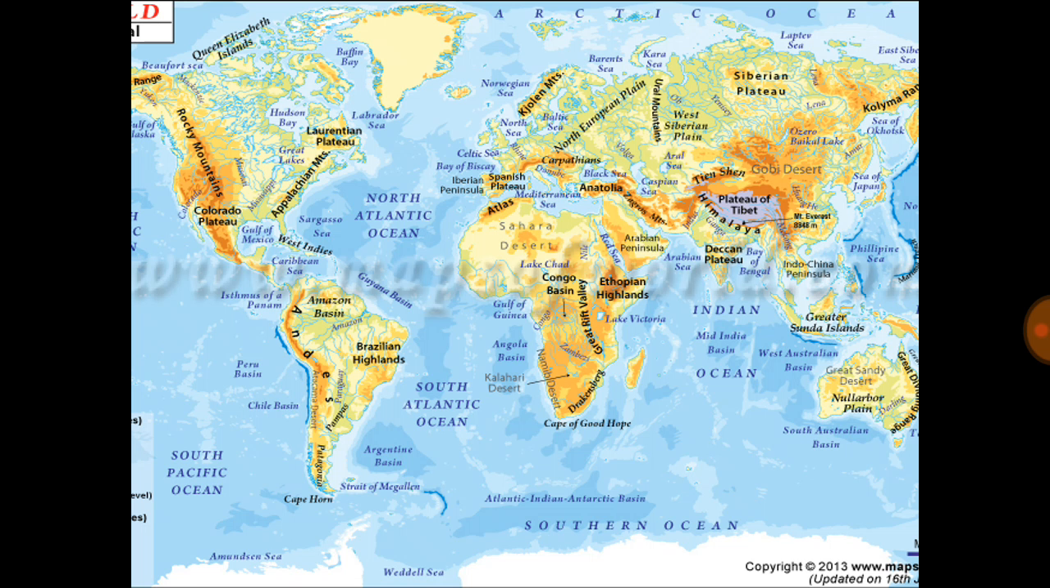These are the important mountain ranges of the world. So we can see the Rocky Mountains in North America, the Andes in South America, the Atlas in Africa, the Himalayas in India and Nepal, the Ural Mountains in Russia, and the Great Dividing Range in Australia.